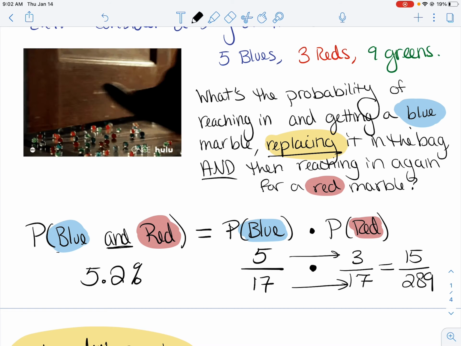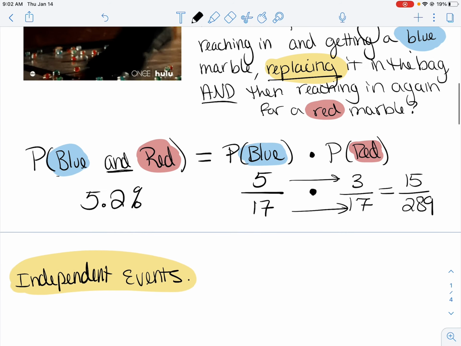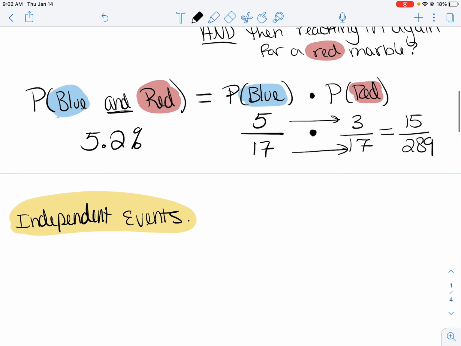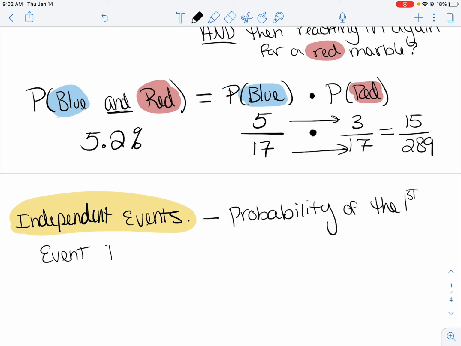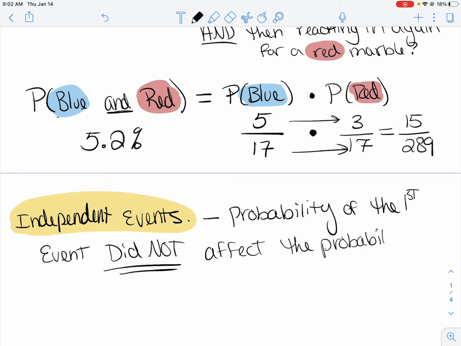All right. This probability that we just did is what we call independent probability. These two events were independent, okay? And so what that means is the probability of the first event did not affect the probability of the second event.